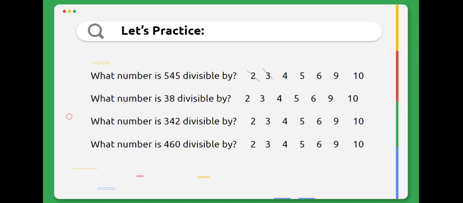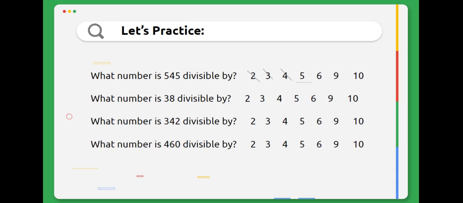Then the rule for 4 says to take the last two digits. Is 45 divisible by 4? I know 4 times 11 is 44, but that doesn't get me 45, so no. Now remember, for it to be divisible by 5, it has to end in a 0 or a 5.